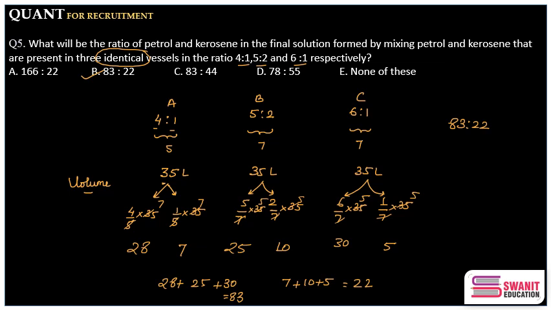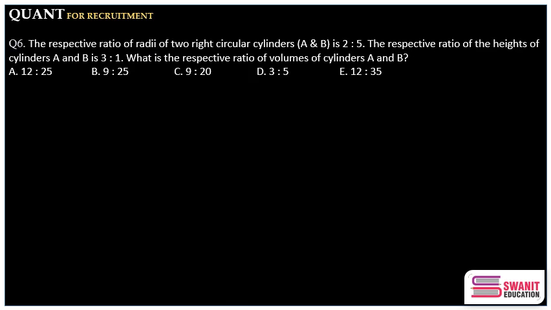So this is a very common question that comes from the ratio and proportion segment, or you can say even alligations and mixtures. Let's talk about another question. The respective ratio of radii of two right circular cylinders is 2:5, and the respective ratio of heights is 3:1. That means there are right circular cylinders. What do we mean by right circular cylinders?